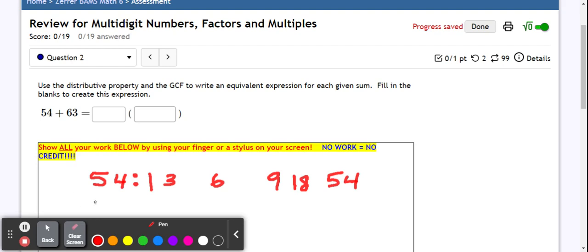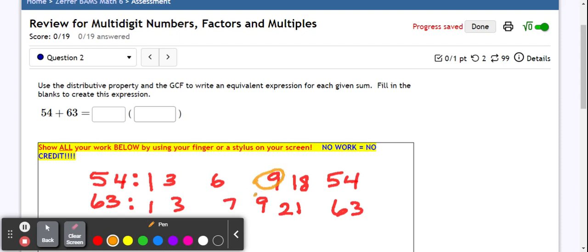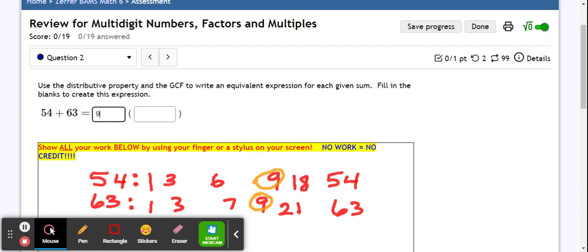The factors of 63 are 1 and 63. I can multiply 3 times 21, and then 9 times 7. And the greatest common factor is the biggest number that divides both of them. It looks like 9 is the biggest number in both of these lists. So I believe 9 would be the number that goes outside.